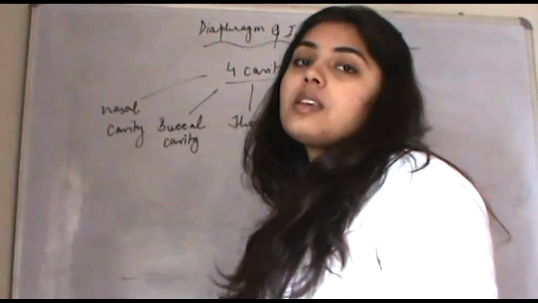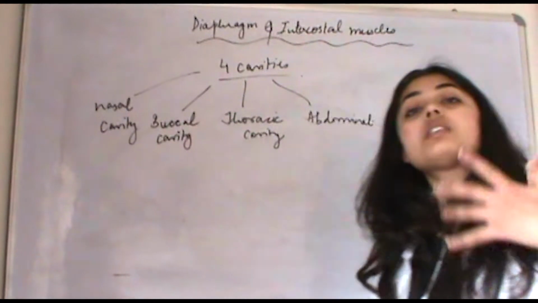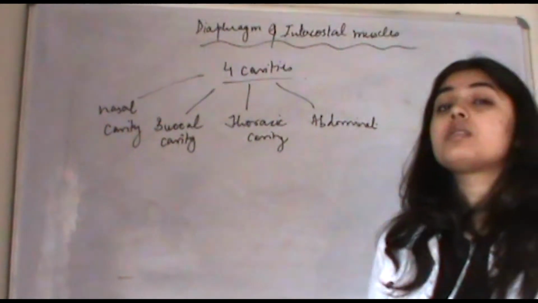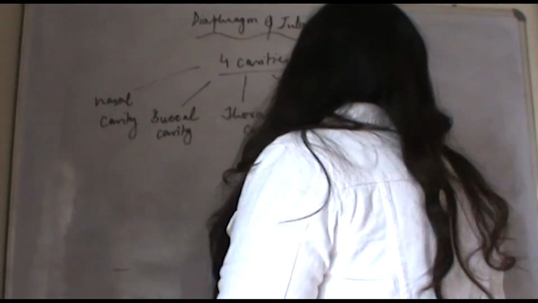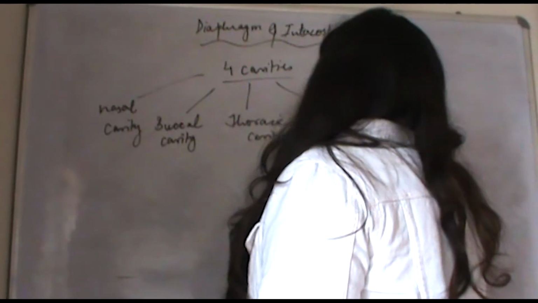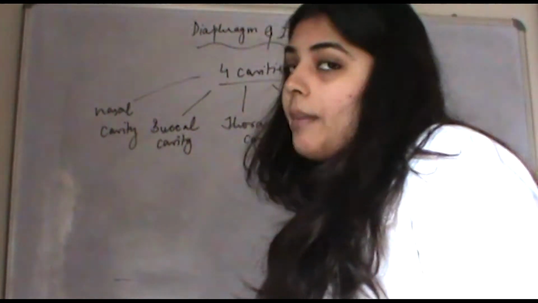Thoracic cavity, what is thoracic cavity? Now thoracic cavity is the cavity in which the lungs are present, the rib cage is present, and the diaphragm is present. And the abdominal cavity is the last cavity in which your intestines and your kidneys, etc. all are present. That forms your abdomen, right?